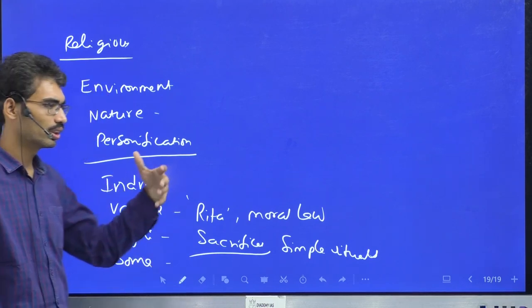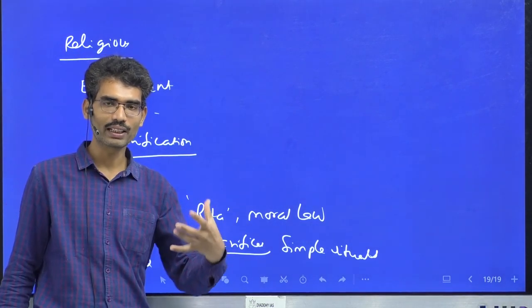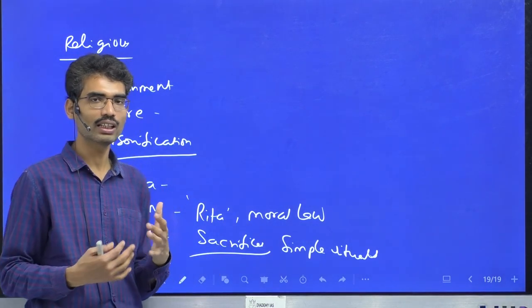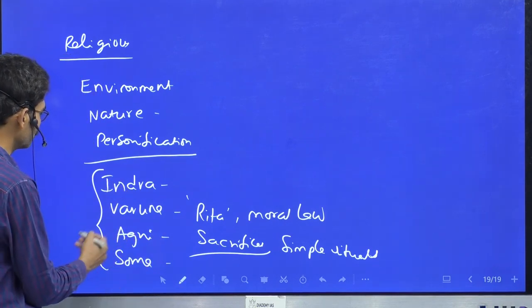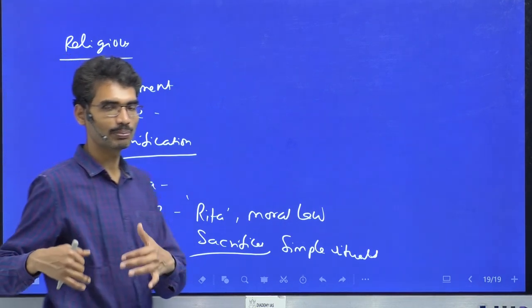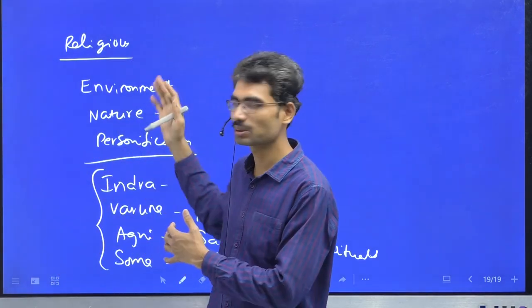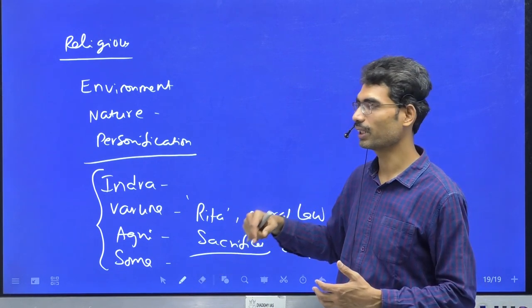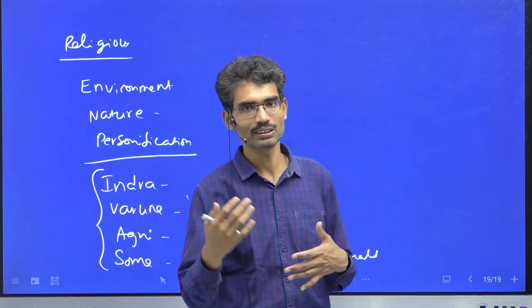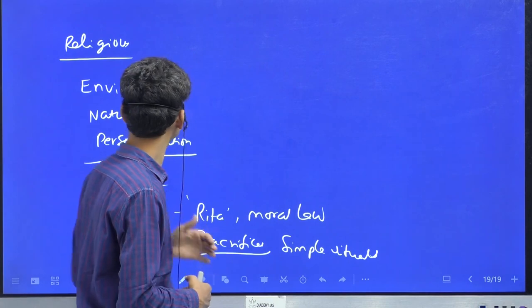Some minor gods, Vishnu, Rudra, these are very minor gods. In the later Vedic time period, they are going to become very powerful. These people are going to become Dikpalakas. Whoever were minor gods in the early Vedic period become major gods in the later Vedic time period.